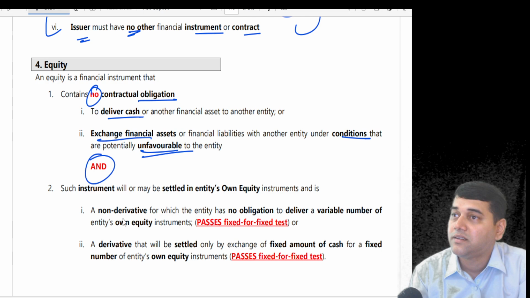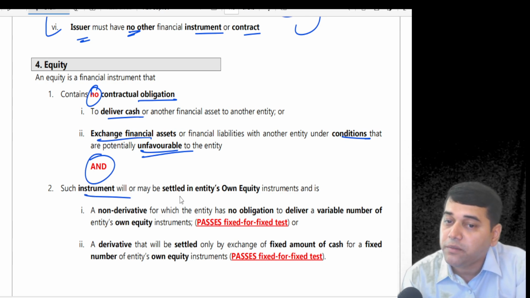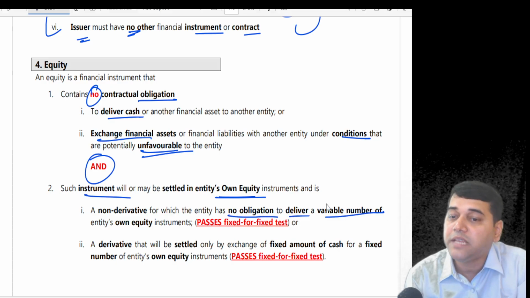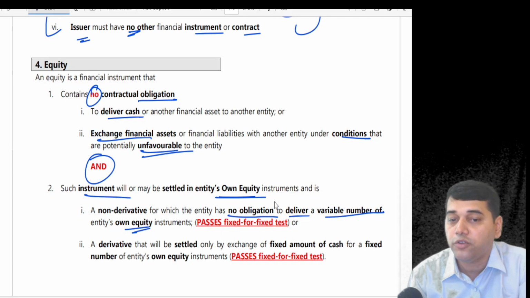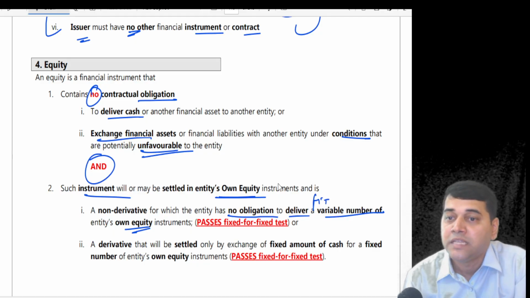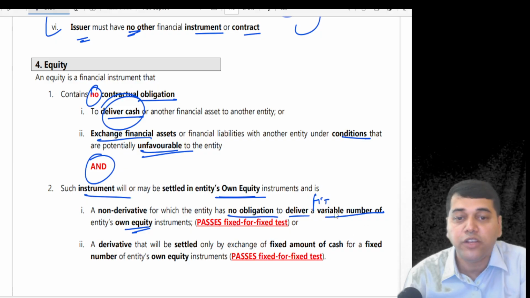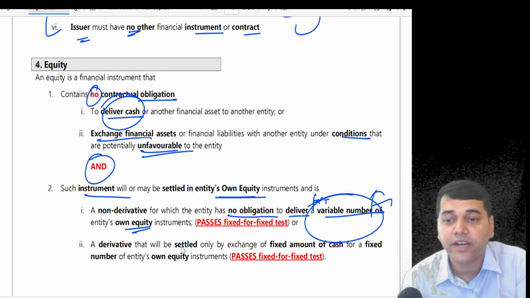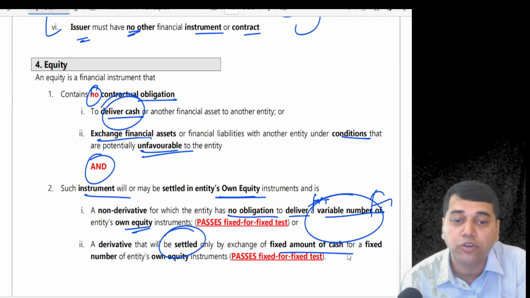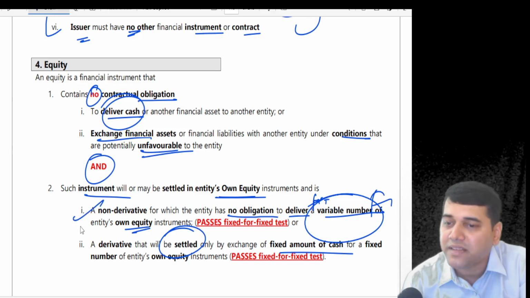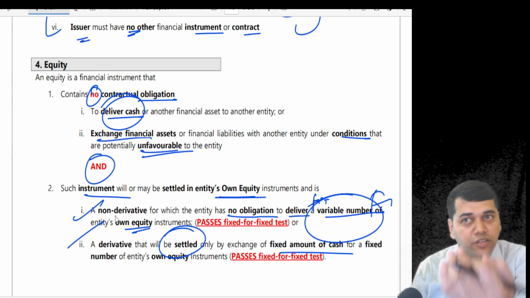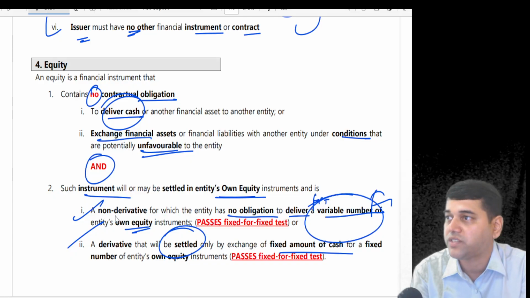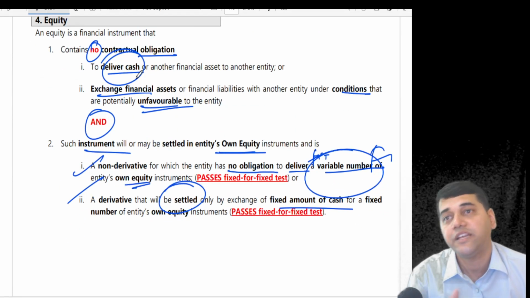And if the instrument will be settled in your own instrument, you have got no obligation to deliver a variable number of own instruments. That means you have got an obligation to deliver a fixed number. That means you have received the cash and you are issuing a fixed number of shares in a derivative or non-derivative contract, or it will be settled in a fixed amount of shares. That means it passes the fixed for fixed test. You have received cash, a fixed amount, and you are going to issue a fixed number of shares. That is called an equity share.